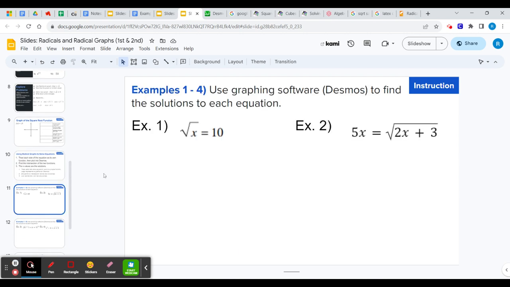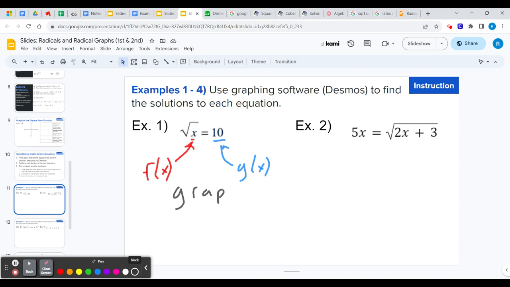So let's try this out with example 1. Example 1, we have the square root of x on the left, we have 10 on the right. I'm going to say, hey, this square root of x, let's call that our f of x. Let's call this 10 our g of x. And we are going to graph and then find intersections.